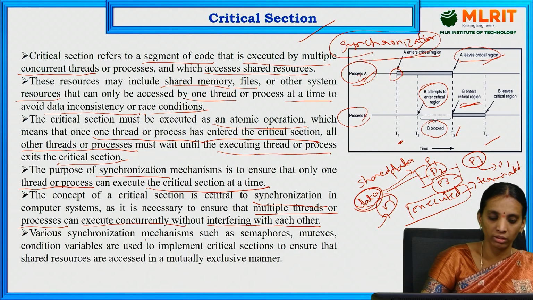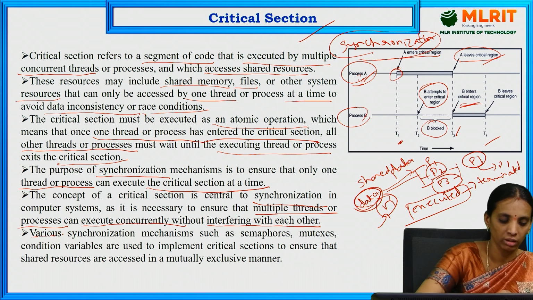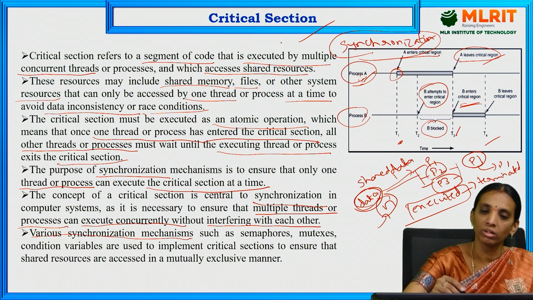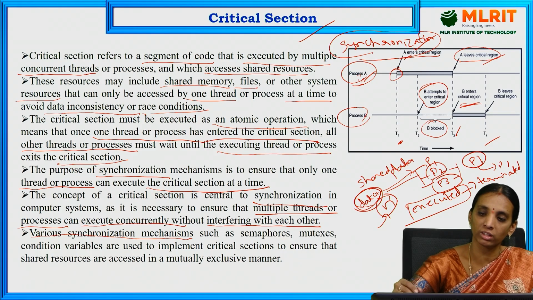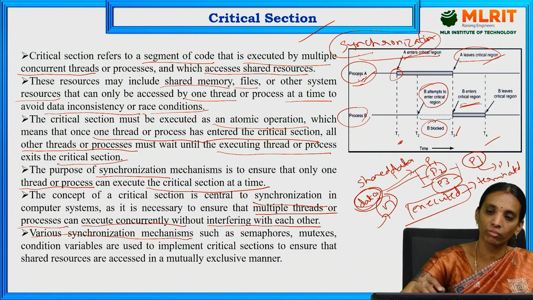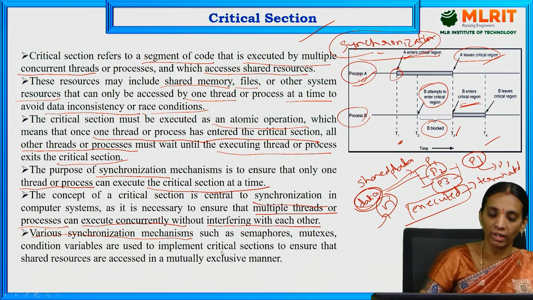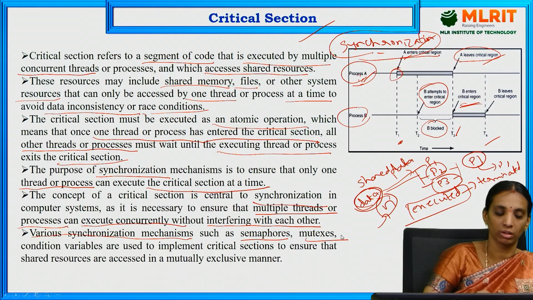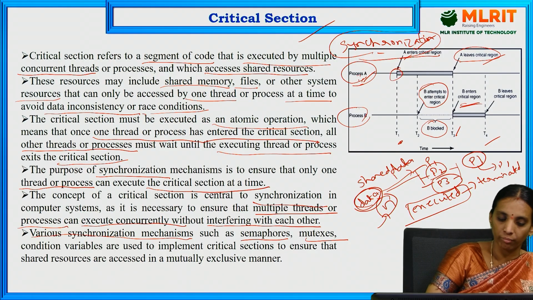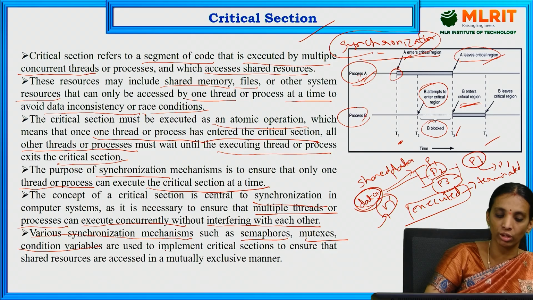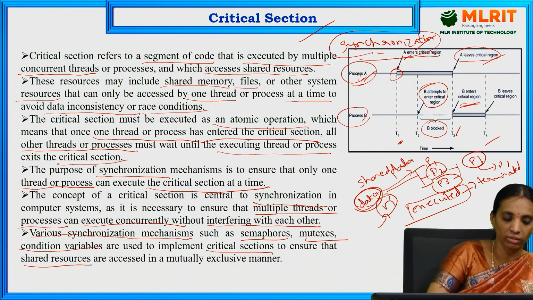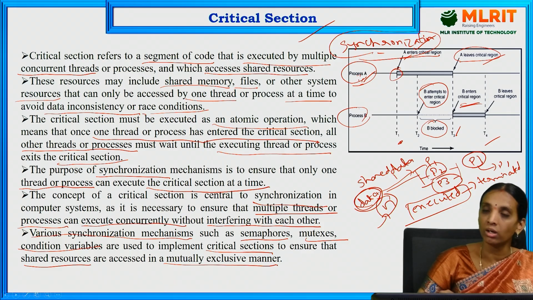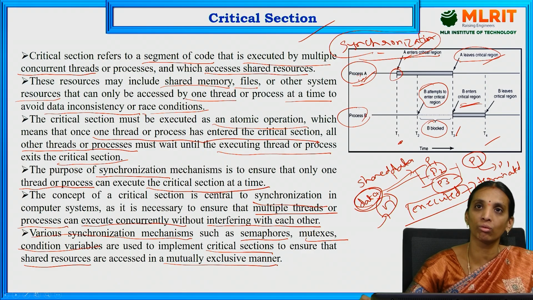Various synchronization mechanisms are there to move the process into the critical section. There are different types of synchronization mechanisms: semaphores, mutex and condition variables, which are used for implementing critical sections to ensure that the shared resources are utilized in a mutually exclusive manner.